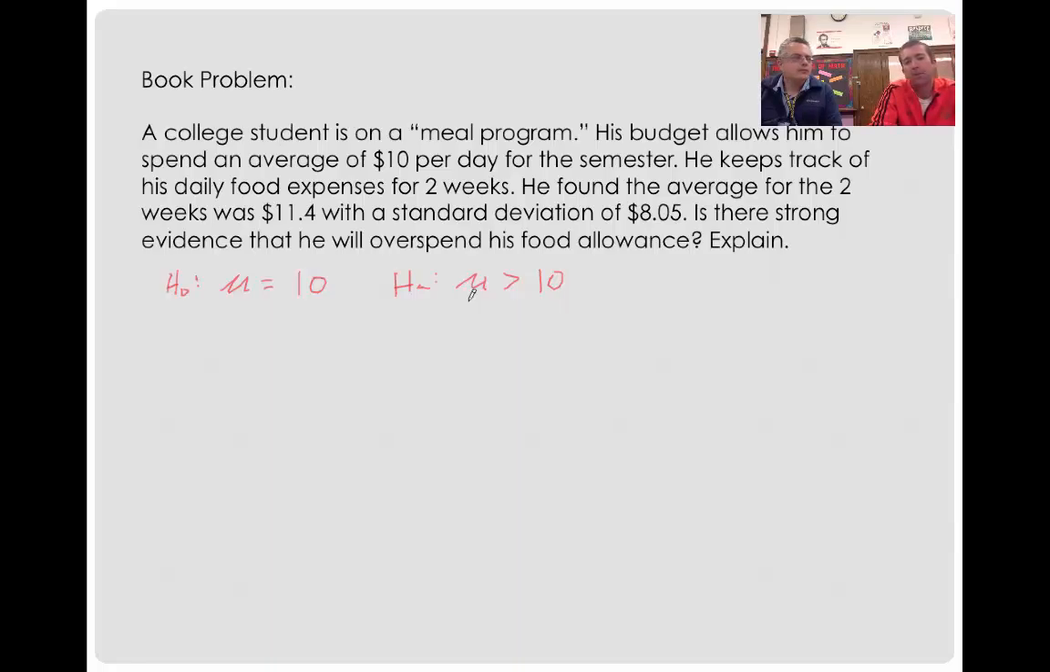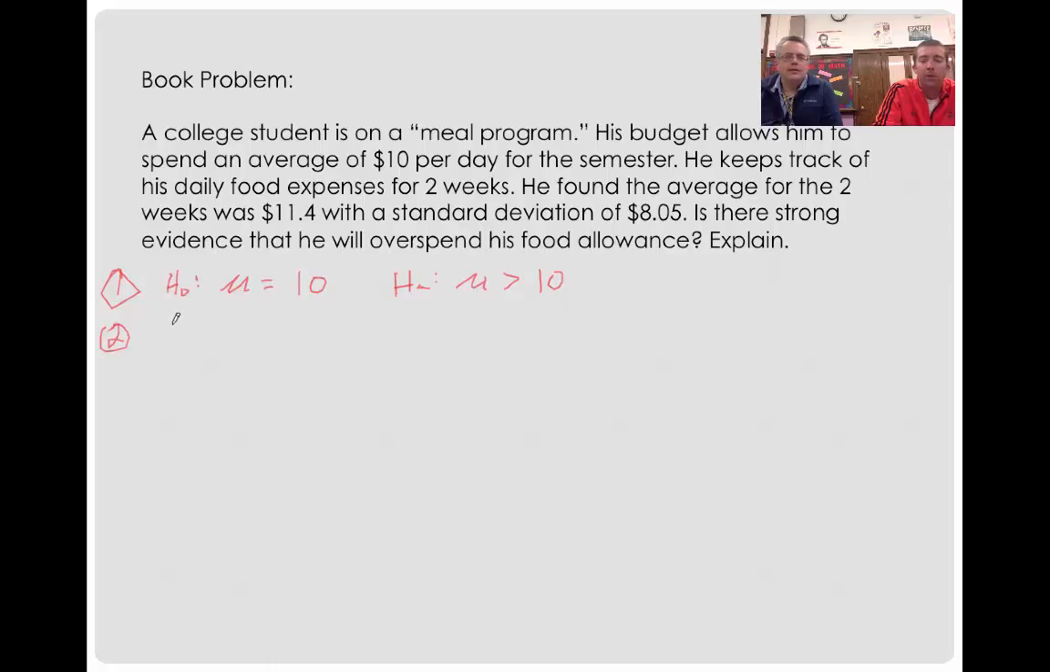So first step. Our null hypothesis: the mean is equal to 10. Our alternative: it's bigger than 10. He's overspending. Step 2, state the statistic or the test we're doing.